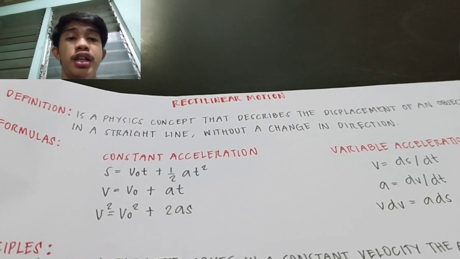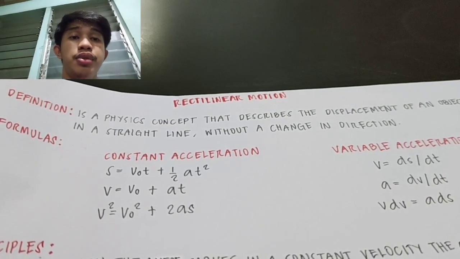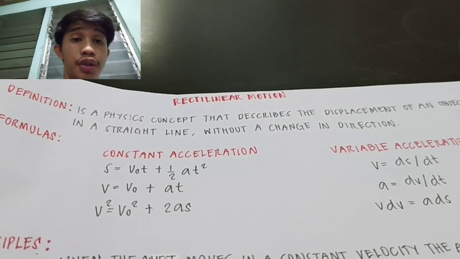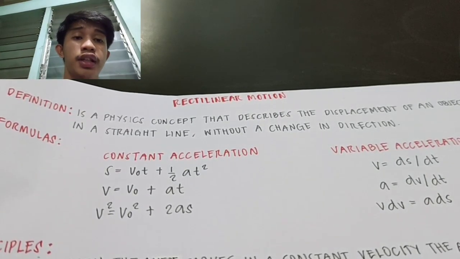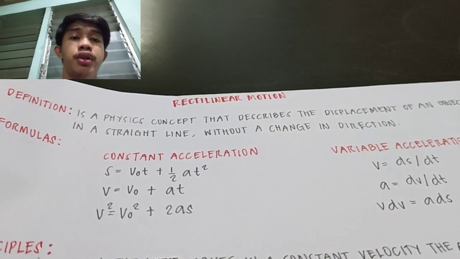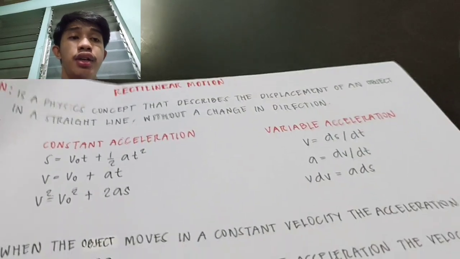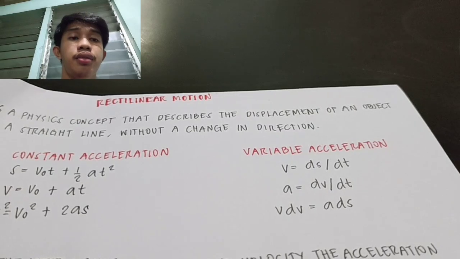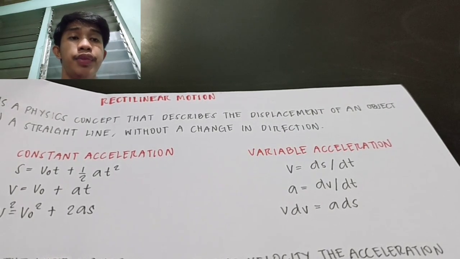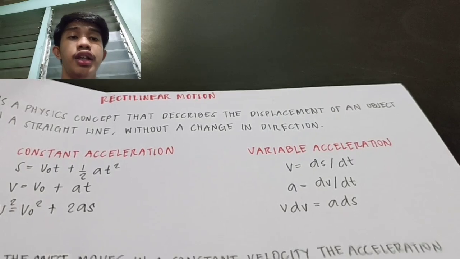Where S stands for displacement, V₀ stands for the initial velocity, t stands for the time, a stands for acceleration, and V stands for the final velocity. Next, we have the variable acceleration. This acceleration is erratic, wherein in a given amount of time, the variables are changing. It's either increasing or decelerating.